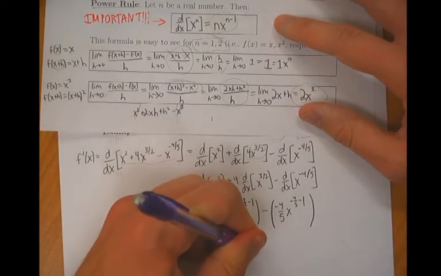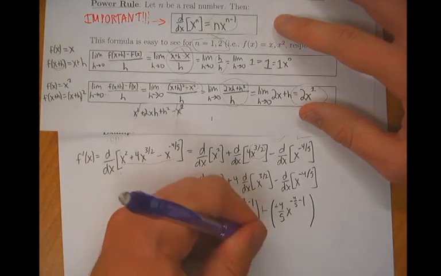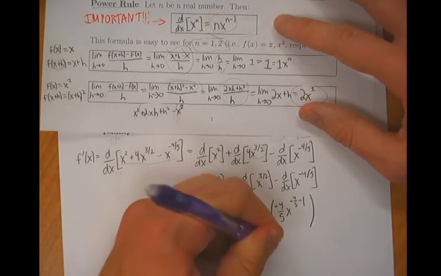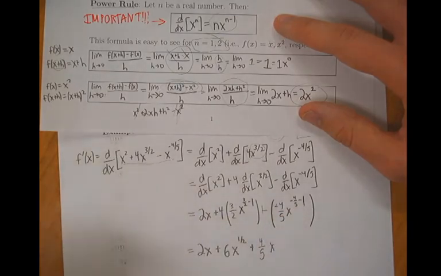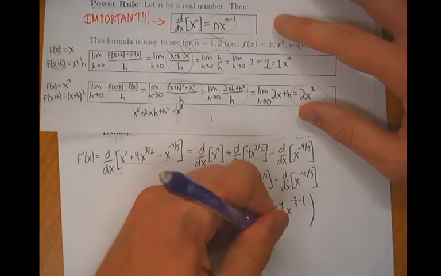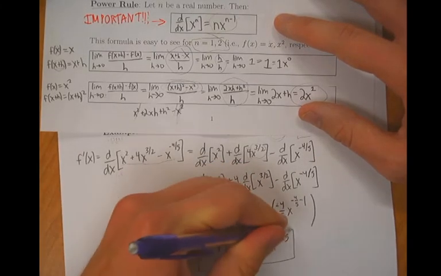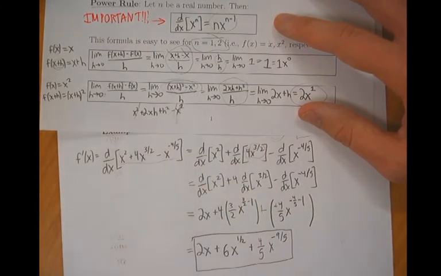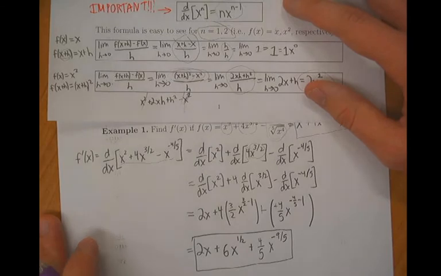And then plus, because 2 negatives cancel each other out, we have 4/5 times x to the, in this case, negative 4/5 minus 1, which, as you mentioned, is just negative 9/5. Okay? All right. So that's example 1. Any questions on any of that?